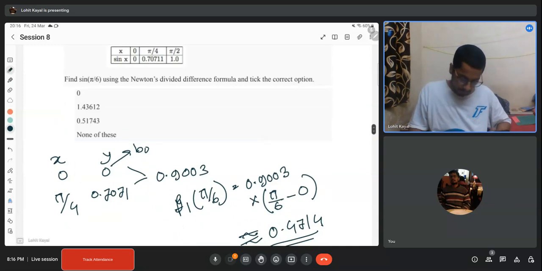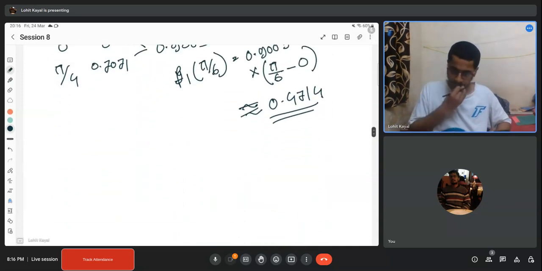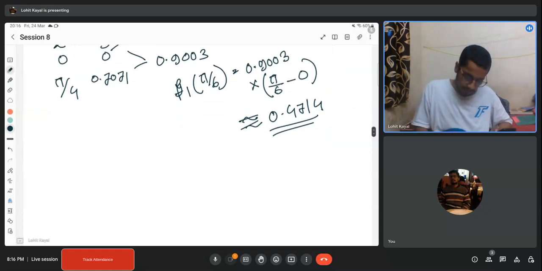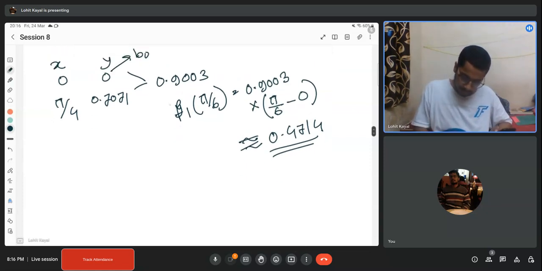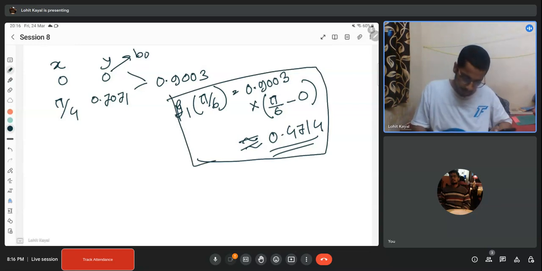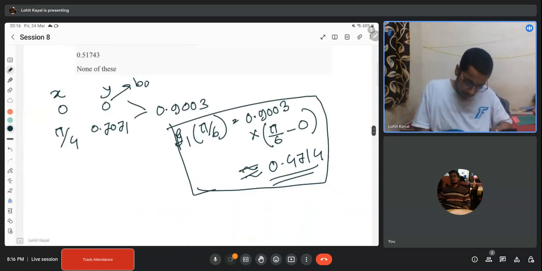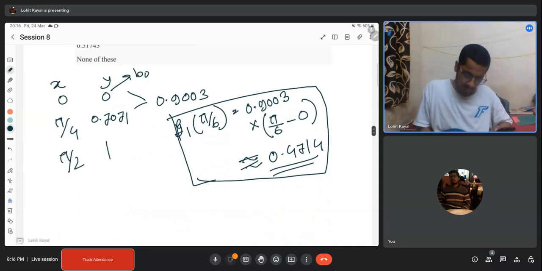Okay. Now, if I use three data points, then what will we get? So I am keeping it here, and I have the value at pi by 2. So at pi by 2, the value is 1. So this difference is 1 minus 0.7071 into 4 divided by pi, because pi by 2 minus pi by 4 is pi by 4. So this value is 0.3729. Now I need to define the difference between these two.